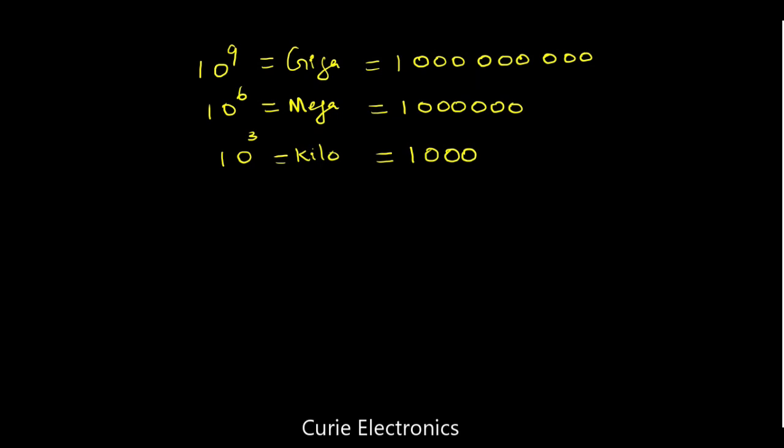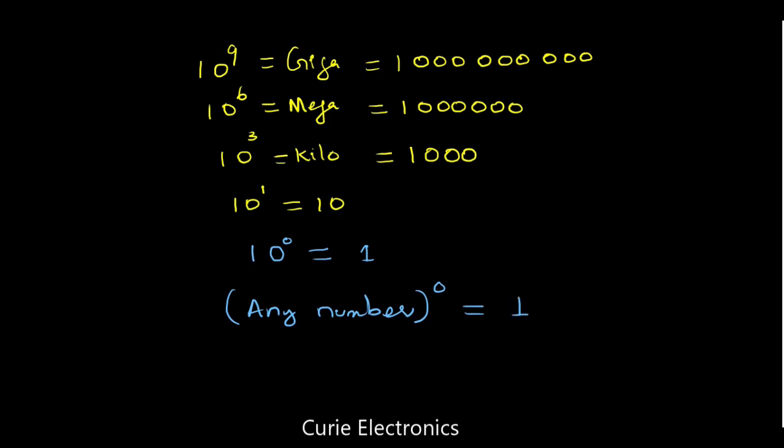Now let me ask you, what is 10 to the power 1? 10 to the power 1 equals 10. Then what is 10 to the power 0? 10 to the power 0 equals 1. We can generalize this statement: any number to the power 0 equals 1. This you must know.